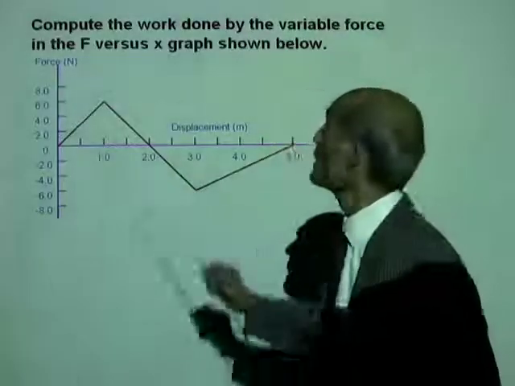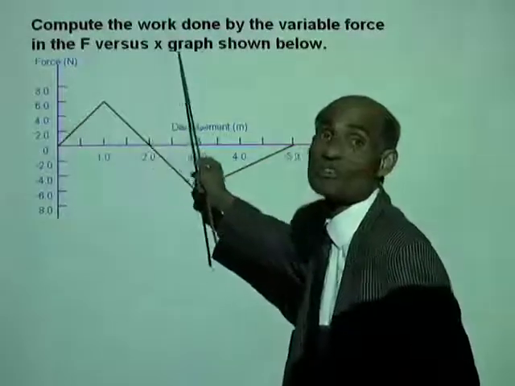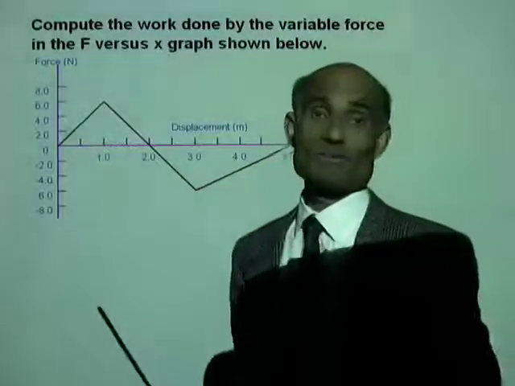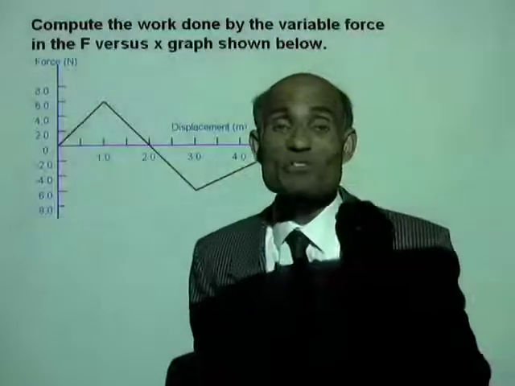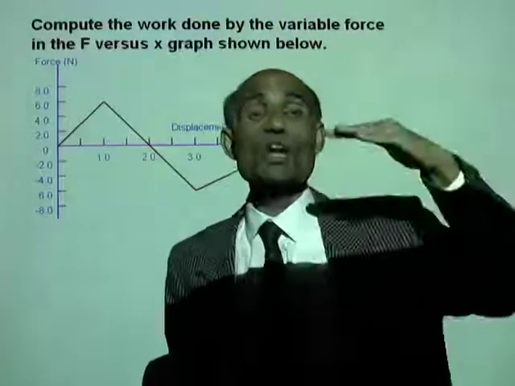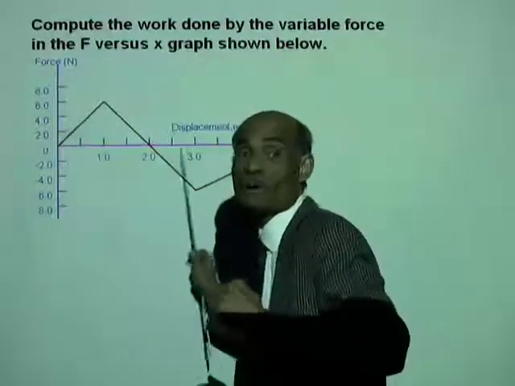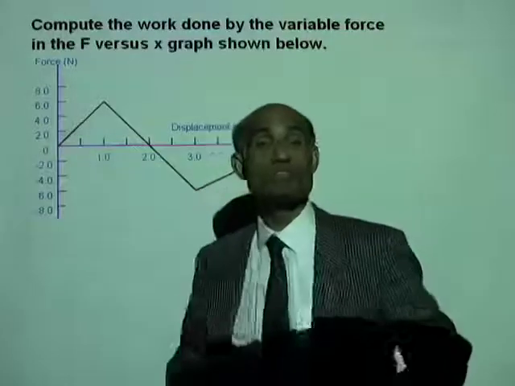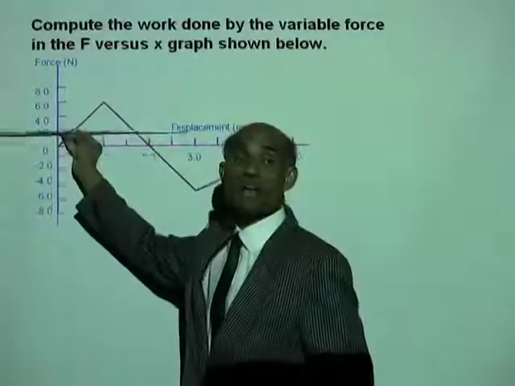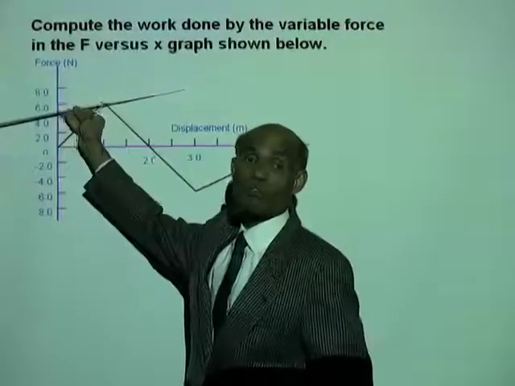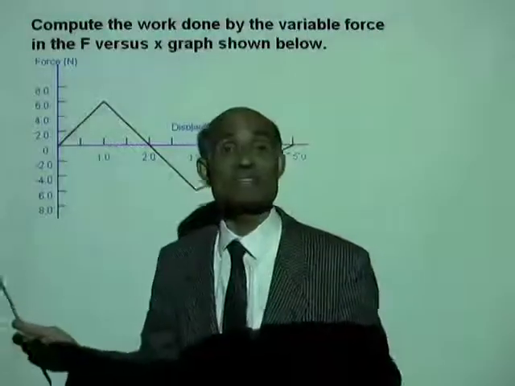Another problem. Compute the work done by the variable force F versus X graph shown below. That must be very simple because work done is a measure of the area enclosed by the graph of F versus X with the x-axis. But one thing you need to know to do this problem is, if an area measured above the x-axis is positive, the area measured below the x-axis is negative.